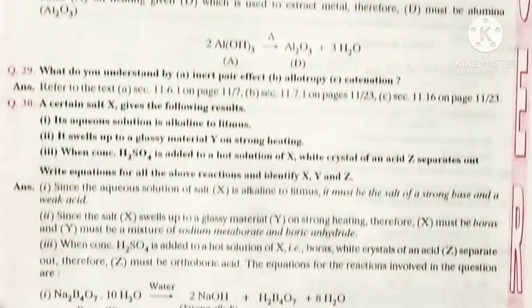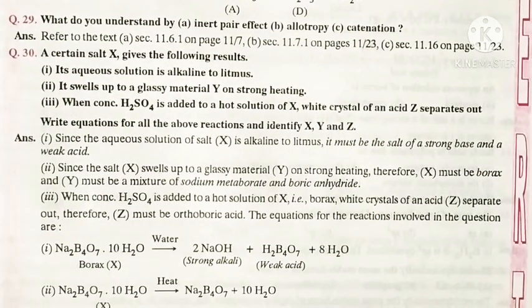Next, question number 29. They ask what you understand by inert pair effect, allotropy and catenation, which we have already discussed. So please see my prior videos for the theoretical point of view.